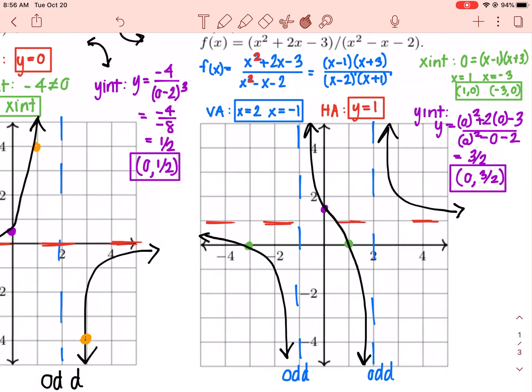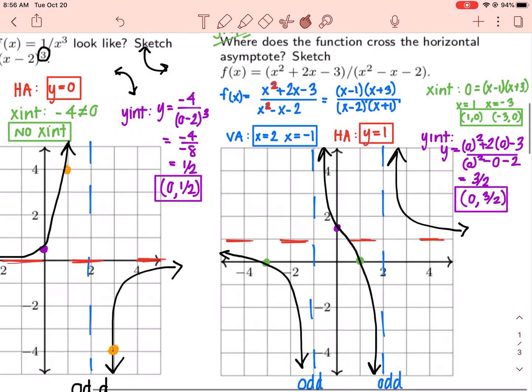Now the last part right here is, when does it cross the horizontal? That's the whole point of what we're doing. Well, if you look at step 8, where does the function cross the horizontal asymptote? You set the function equal to the value of the horizontal asymptote and solve. Okay, well, here is the function. Here's your horizontal asymptote. If we set those equal, we can find where it crosses.